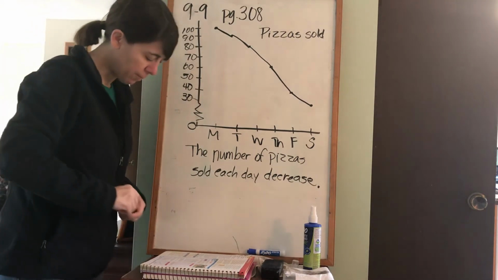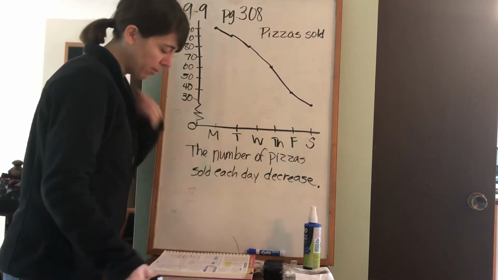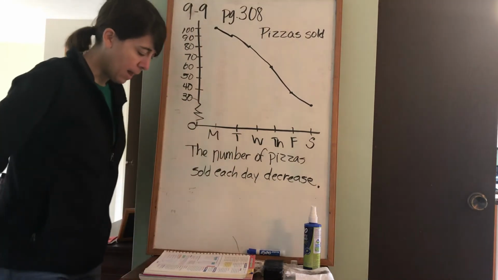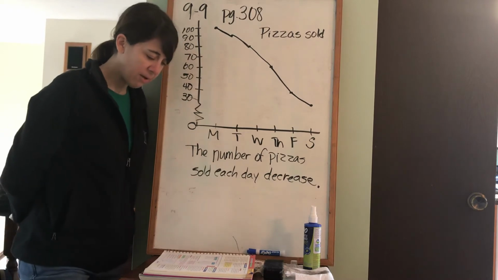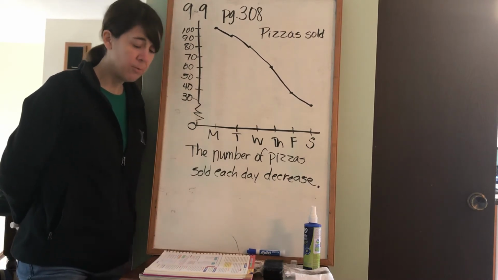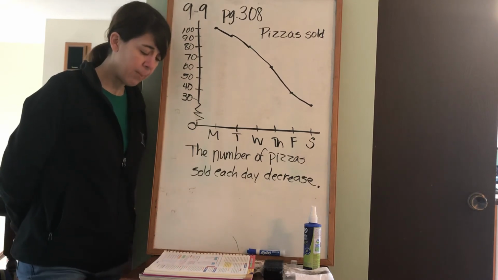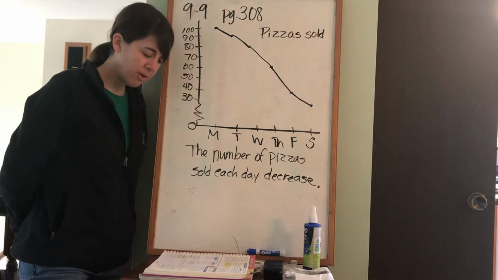So if you look over on page 309, you'll see that there is a data table, and then you have to make a line graph to go with that. Then there are 4 questions, 2, 3, 4, and 5, that you'll answer about that data and about that line graph. Just a reminder about number 5.